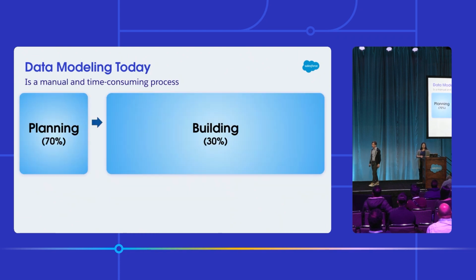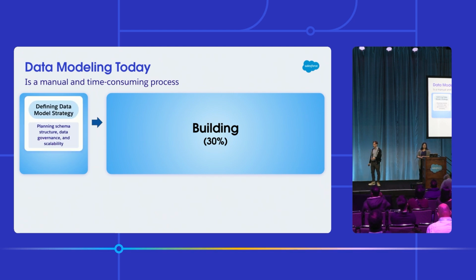Let's double click into what data modeling looks like today. And this is from several conversations with customers and from our research too. If we take a step back, we can think of data modeling as two phases. First one's planning, and then the second one's building. And we see a lot of folks, rightly so, spending a lot of time in the planning phase before they move on to actually creation.